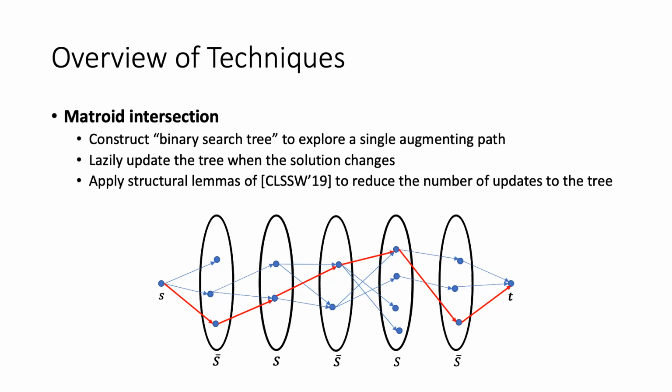And after we find a single augmenting path, we'll need to update the tree entirely, but that's too expensive to do. So we additionally employ some lazy update kind of algorithm to batch several updates together and only rebuild the tree entirely every few iterations. And finally, we have to apply some structural lemmas that are known for the exchange graph to further reduce the number of updates that we need to make our final algorithm efficient.